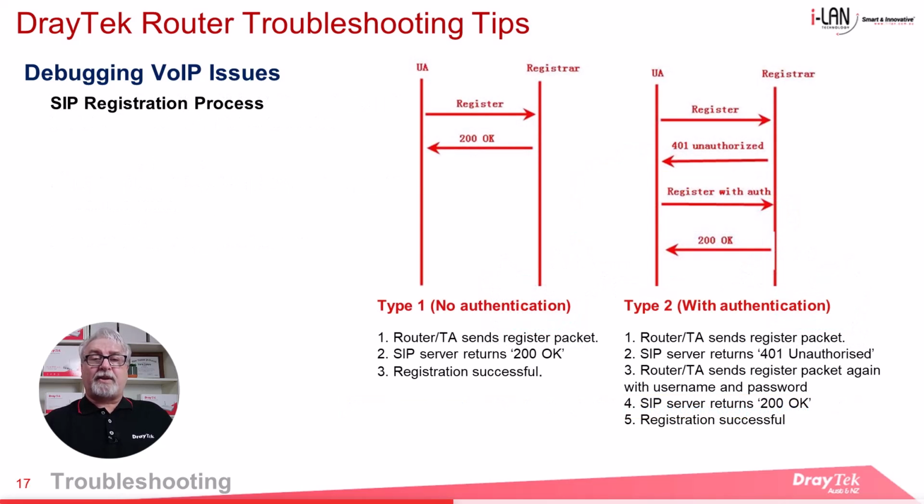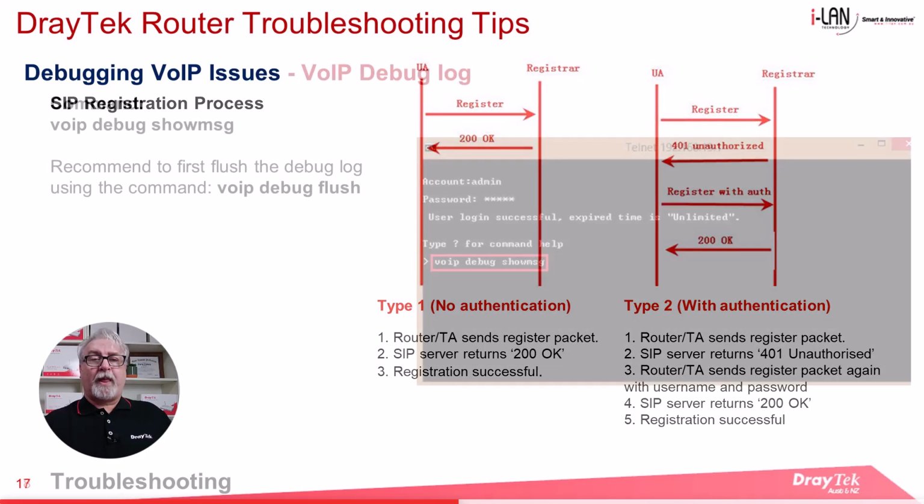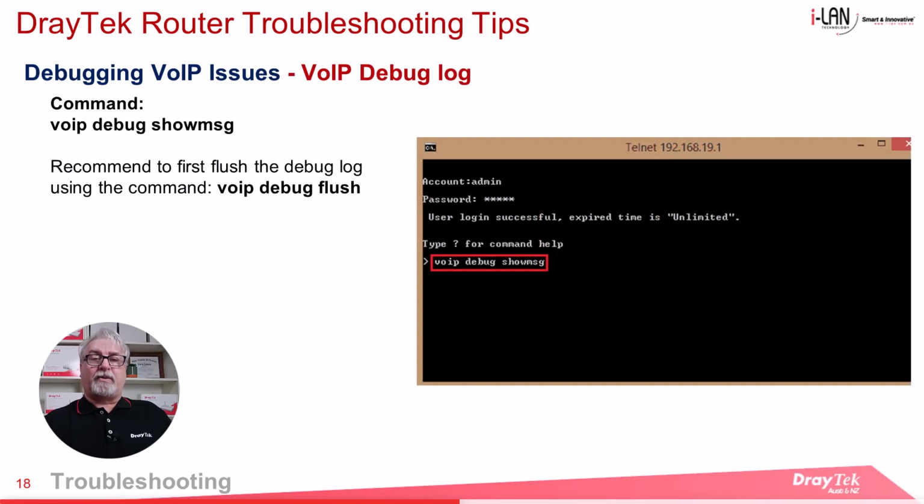It helps to understand the SIP registration process when analysing VoIP debug logs to troubleshoot issues. There are two types of SIP registration processes shown here, and you'll see this information in the VoIP logs. To capture the VoIP debug logs, you'll need to go to the router CLI and run the command VoIP debug show MSG. It's recommended to first flush the debug log to make it easier to see the log for the current call you're monitoring. To do this, run the command VoIP debug flush.